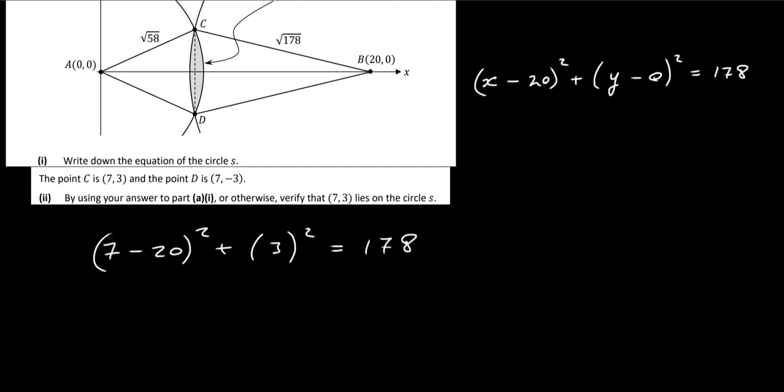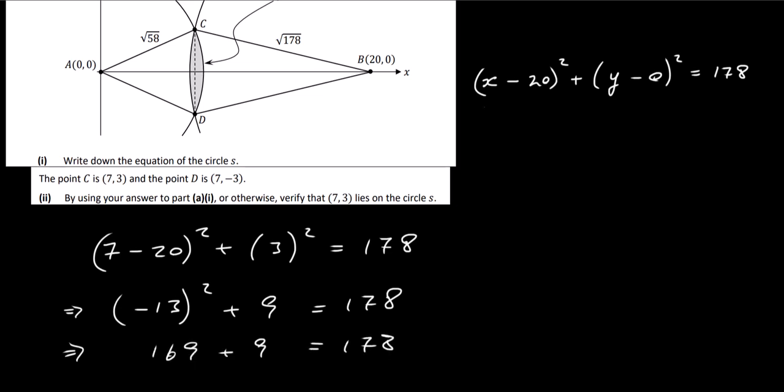It should be. Well, let's see, we've got 7 minus 20, which is minus 13. Square that. We've got 3 squared, which is 9. So 13 squared is 169 plus 9 is equal to 178. So that will give us 178 is equal to 178. That is it.